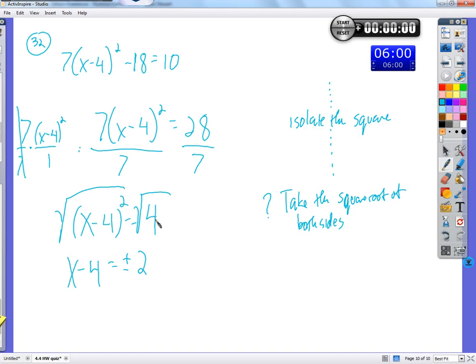All right, how are we going to get x by itself? Add 4, so x equals, well, how do I add 4 to plus or minus 2? What does that mean?